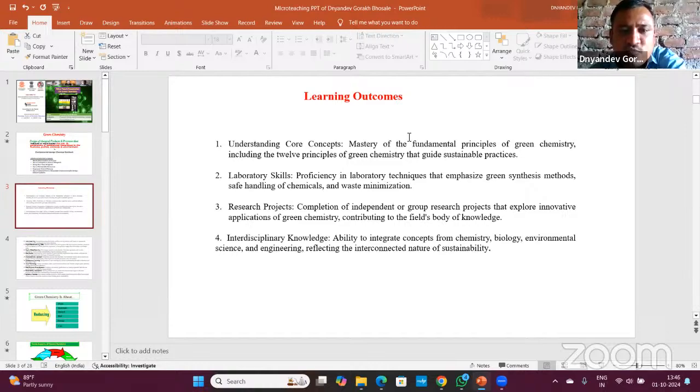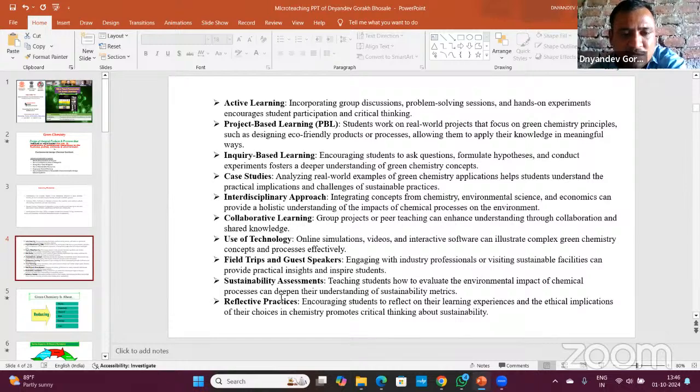That is the understanding of core concepts, the fundamental principles of green chemistry, then what kind of laboratory skills the student should acquire during their practical sessions. There are some research projects which I like to give to the students on this green approach, and I would like to develop interdisciplinary knowledge, that is the ability to integrate the concepts from chemical biology, environmental science, and engineering for sustainability.